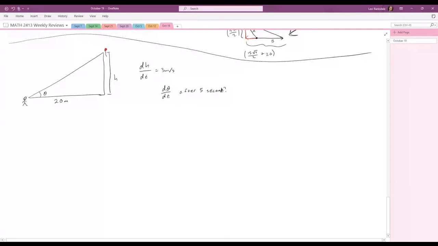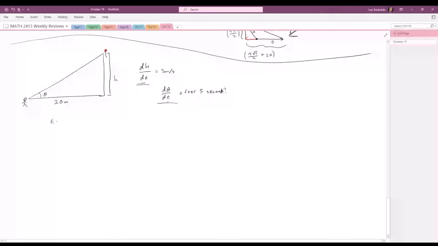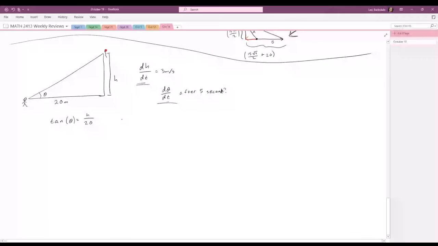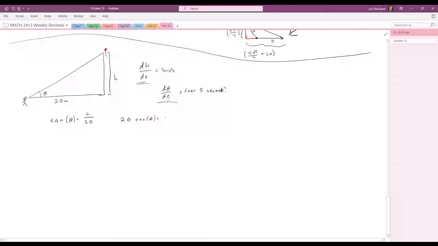So, starting out with this problem, we need to find a way to relate our height, because we have dh over dt, with our angle, because we have d theta over dt. Now, the easiest way to do that would be through trig. Because we're given the opposite side and the adjacent side, I would use tangent. And tangent of theta is equal to opposite over adjacent. Now, if I multiply both sides by 20, because I'm not trying to use fractions here, I get that 20 tangent of theta is equal to h.